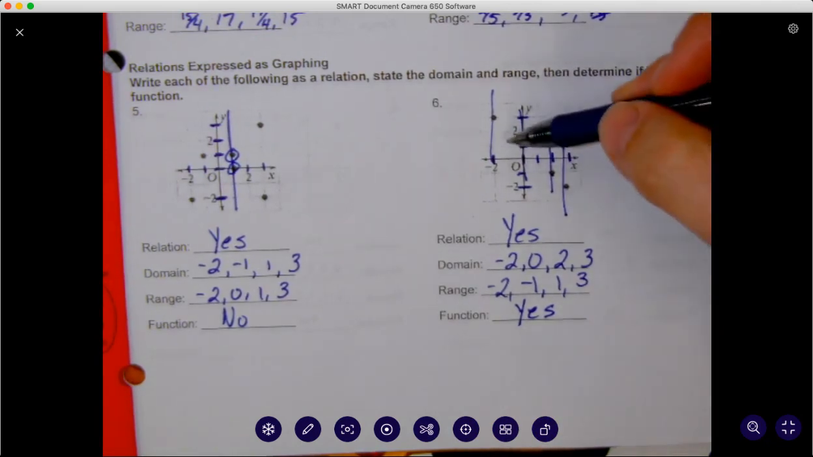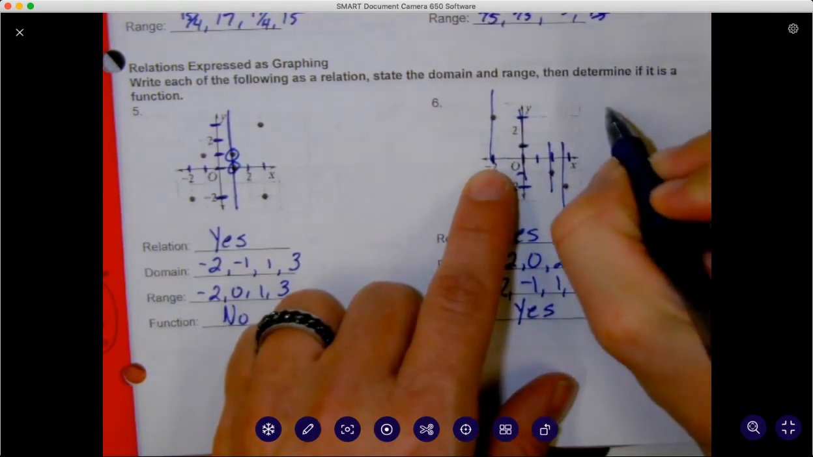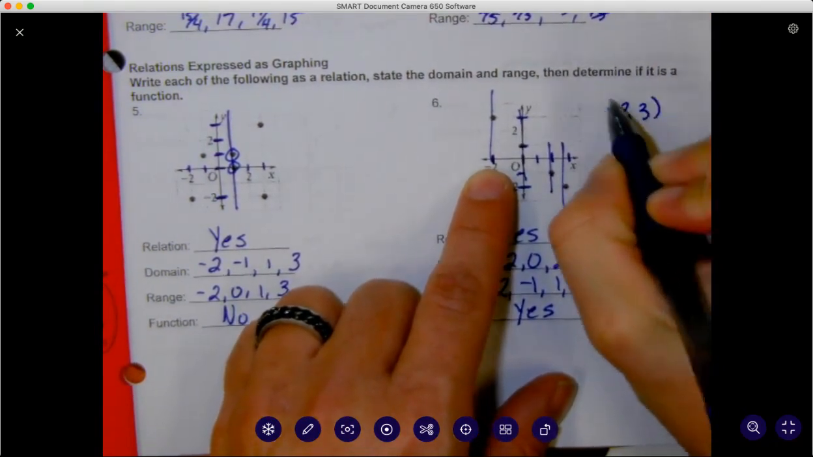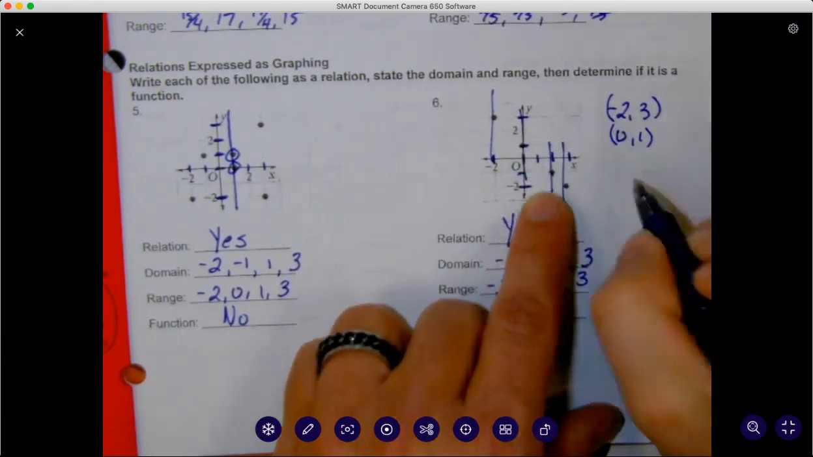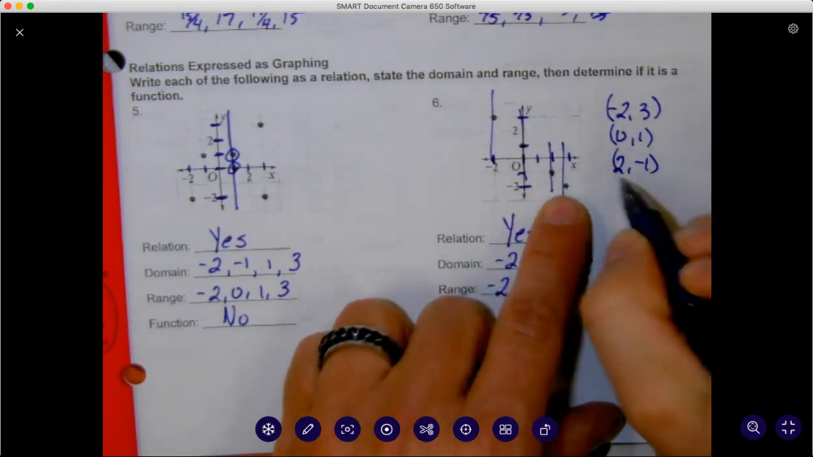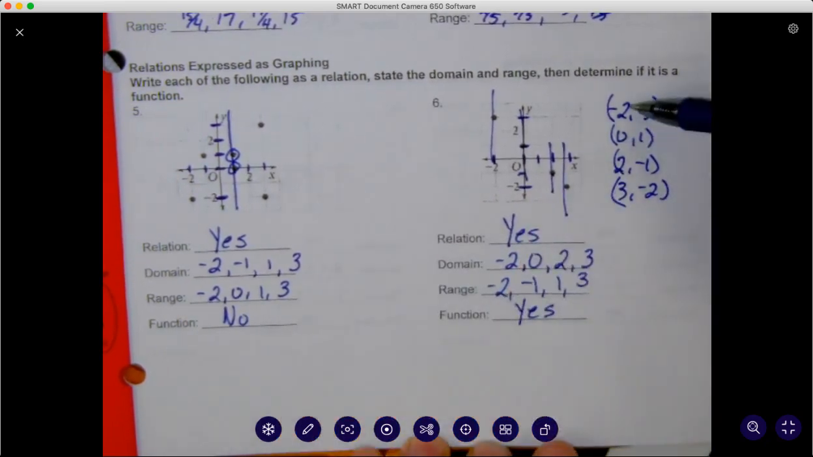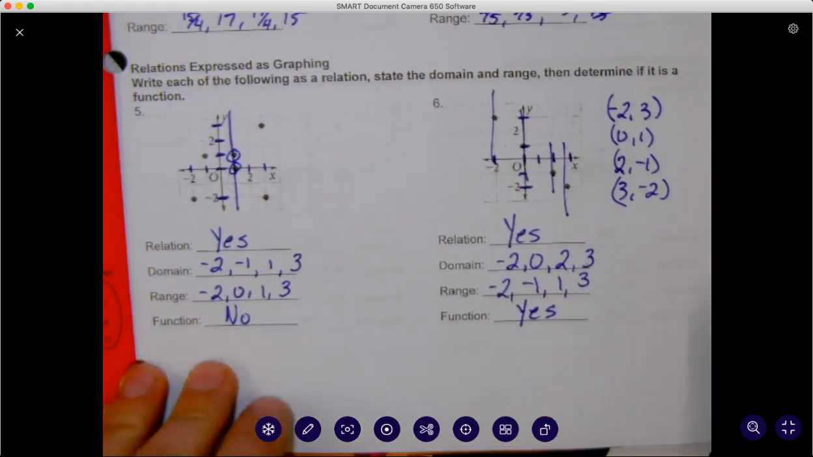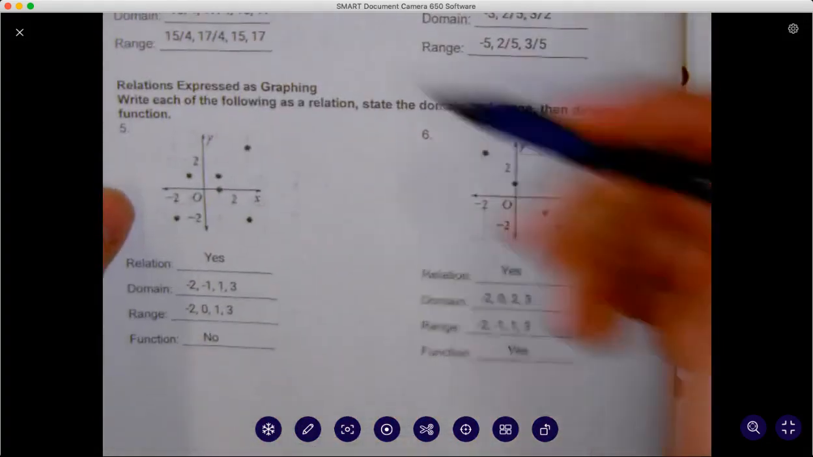So yes, that one is going to be a function. Now what we could have done differently is we could have listed each of these points. So that point is negative 2, 3, 0, 1, 1, that's 2, negative 1, and 3, negative 2, and gotten our list from that. So negative 2, 0, 2, and 3. Okay. The back side, we can check our answers to make sure they're right.